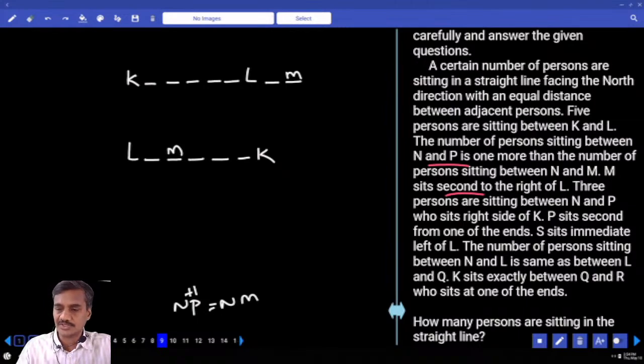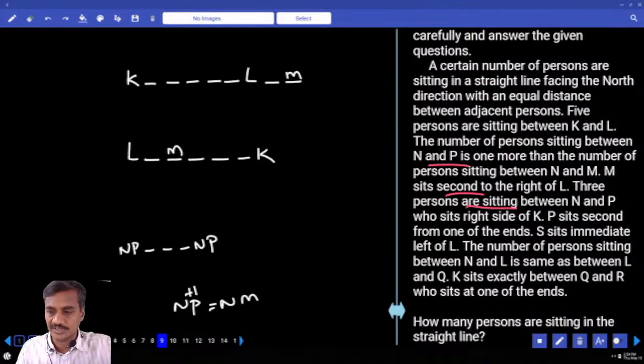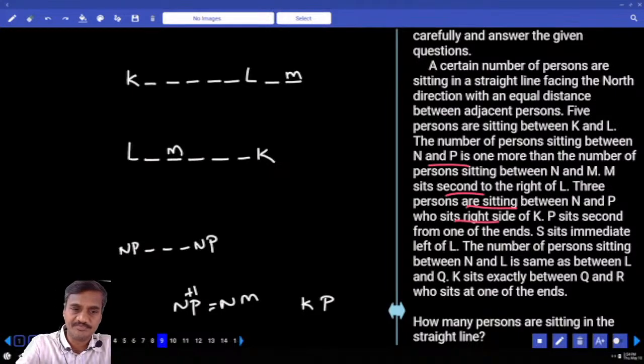And next one, 3 persons between N and P, and P sits to the right of K. Now P is to the right hand side of K. Then 3 persons between N as well as P. Now in between N and P, how many people are there? There must be exactly 3 people. 1, 2, 3, N and P. Done with this one. And P is to the right hand side of K. And next one, P sits second from one of the ends of the row. As P is seated second from one of the ends of the row, now if P is here.